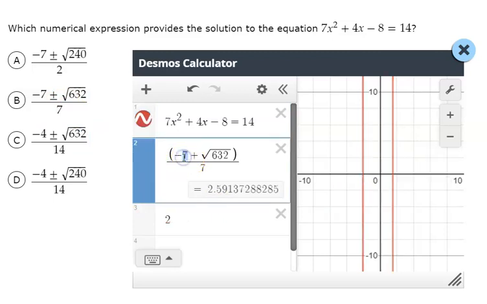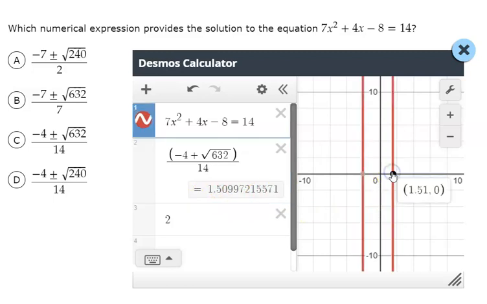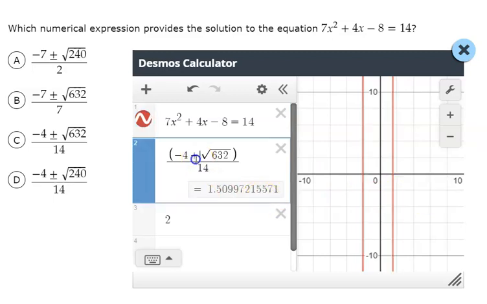Let's try the third one. -4 plus or minus the square root of 632. So I'm just doing the plus for now. Over 14. Now I'm seeing 1.51. That looks right. So let's do the other one. Let's make this a minus sign.